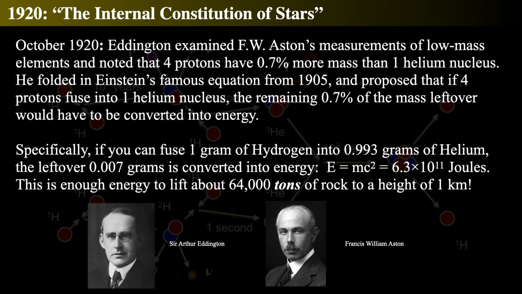Anyway, 1 gram of hydrogen, if you convert it to helium, 0.007 or 7 milligrams is converted into energy, and that becomes 6 times 10 to the 11th joules. And now that's a lot of energy. That's so much energy you could lift 64,000 tons of rock to a height of 1 kilometer. That's how much energy you could do with that. So that is an incredibly explosive amount of energy that comes out of 1 gram of hydrogen.